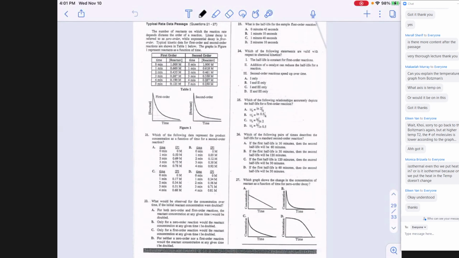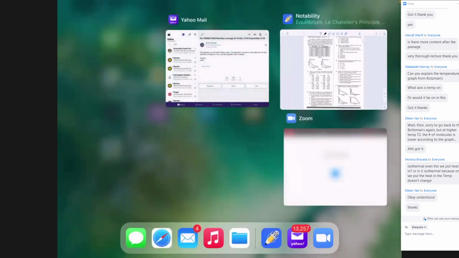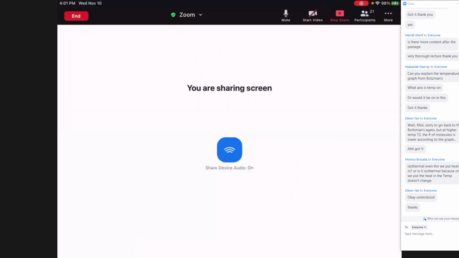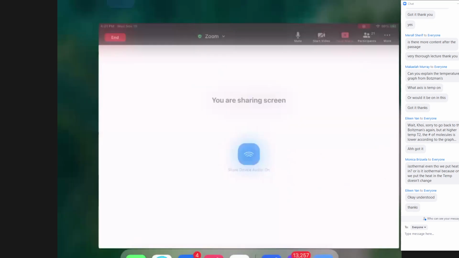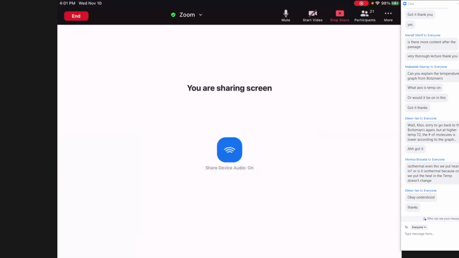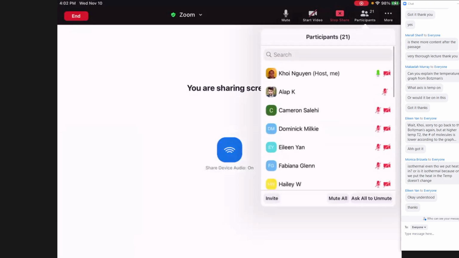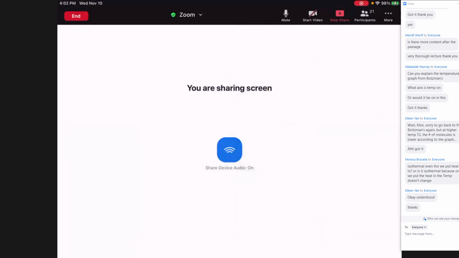That is time. Hopefully you guys got a chance to go through it. All right, let's take some time to make sure we can go through and do this type of passage.